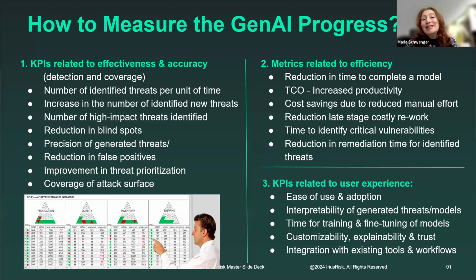Maybe this is estimation, so maybe it's not true to me. Do I have blind spots today? Did I reduce the number of blind spots I have? Did I decrease the number of false positives? What is my coverage surface right now? Did it increase? What is my reduction in remediation time of the identified threat? So these are all good points to keep in mind.